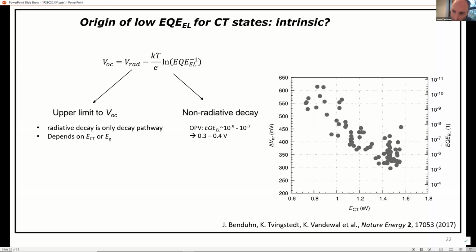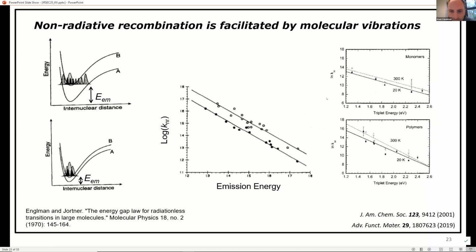Which means that the quantum efficiency of emission decreases. So this axis is reversed and it's on a logarithmic scale. Because of this formula, you can plot EQE_EL and the non-radiative voltage losses, they are related. So if the CT state energy goes down, you have much more non-radiative recombination, and the device as an OLED gets much worse. So this seems to be a trend intrinsic to organics.